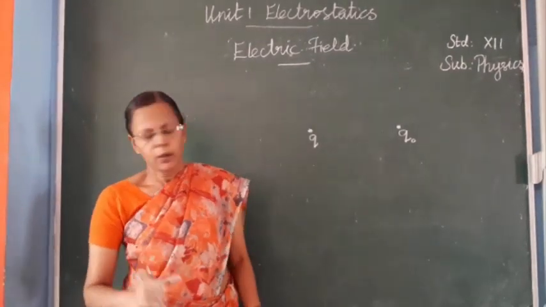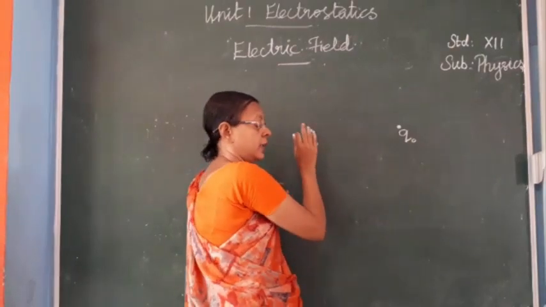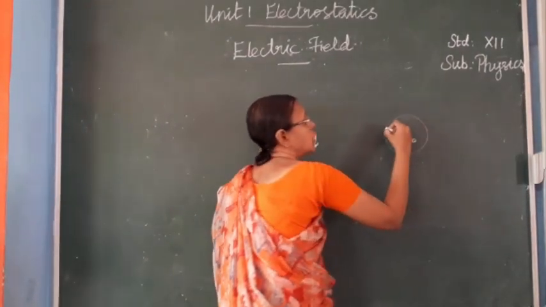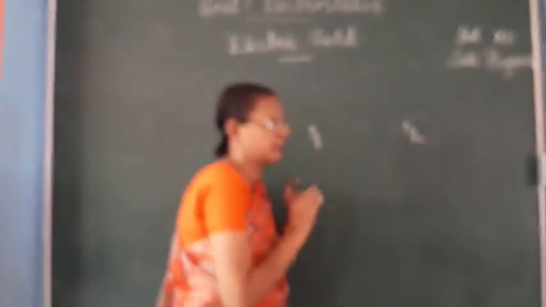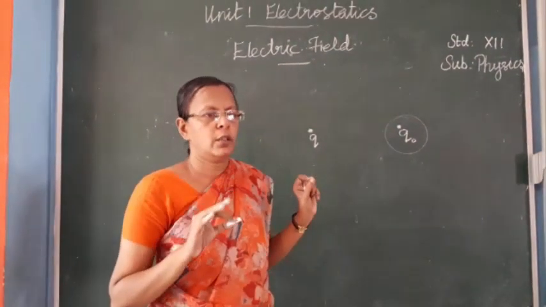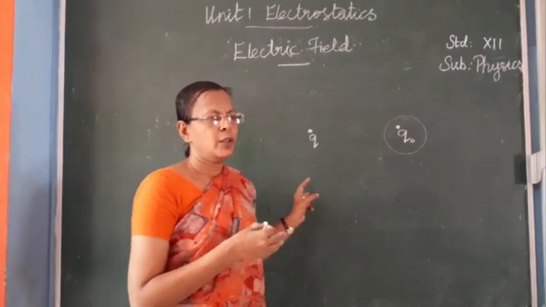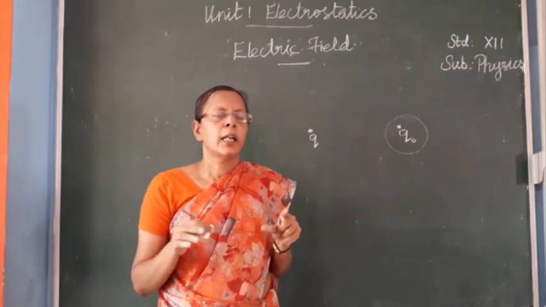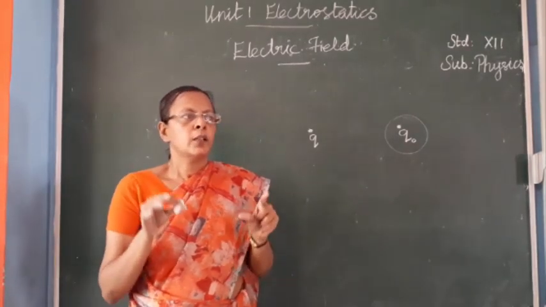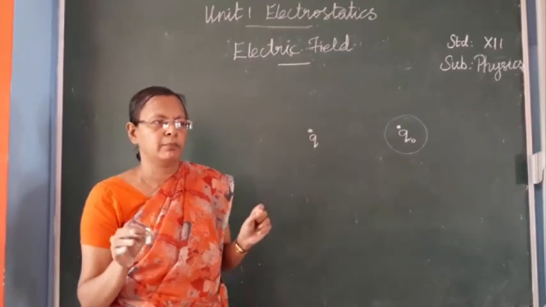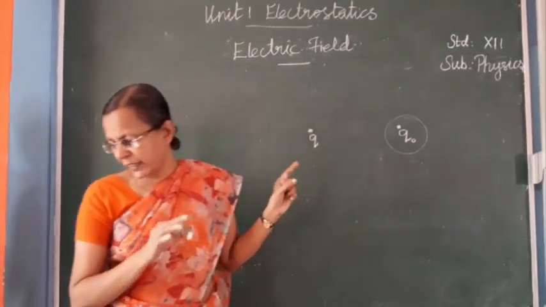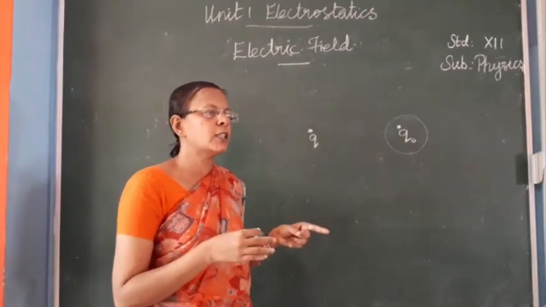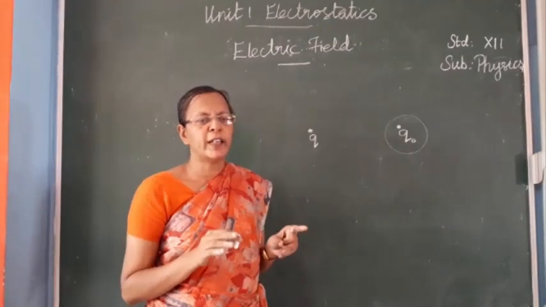So I kept one charge here and one charge nearby. But how does this second charge know that another charge is here? How does the second charge know about the first charge? For this, the scientist Michael Faraday gave an important term, called the electric field. For this purpose only, he introduced this important term, field.